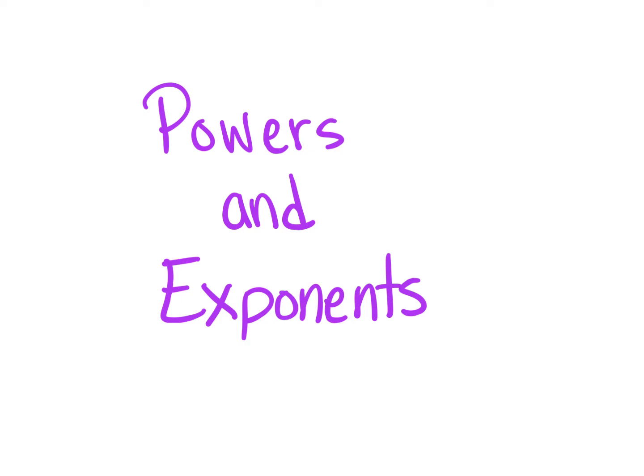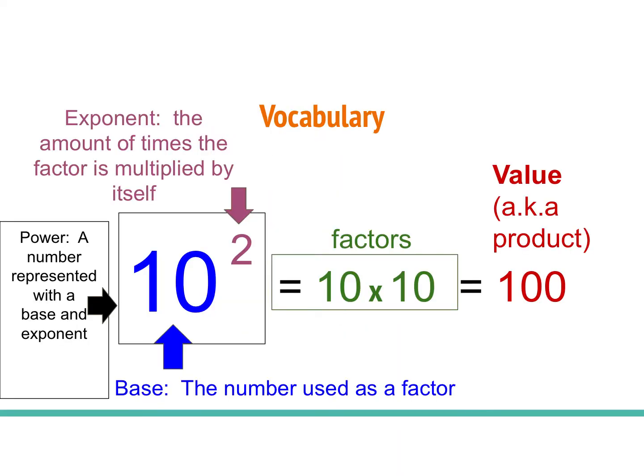Today we're going to be going over powers and exponents. So this is your vocabulary. What is an exponent? The exponent is the amount of times the factor is being multiplied by itself. This 2 represents how many times it's going to be multiplied. So that means this 10, the base, is going to be multiplied twice: 10 times 10. Those are our factors, and the answer is our product, or our value.